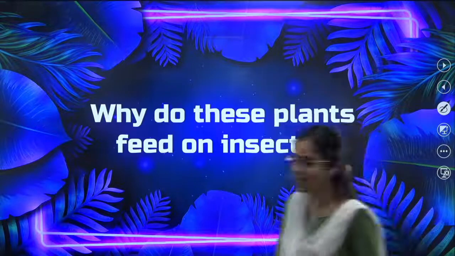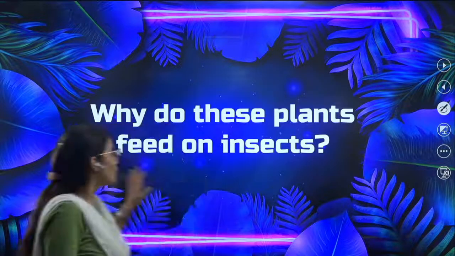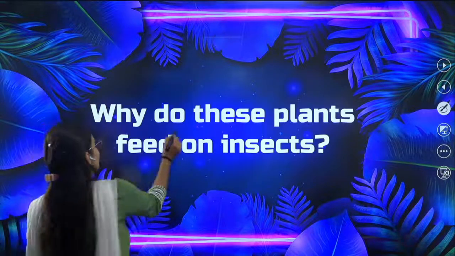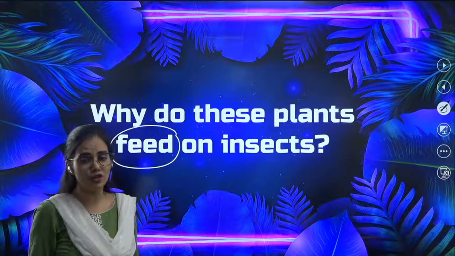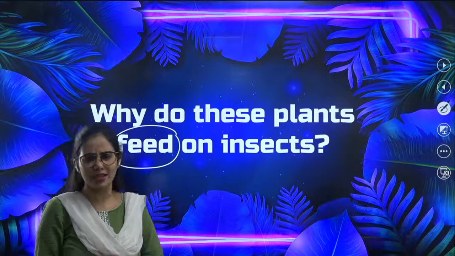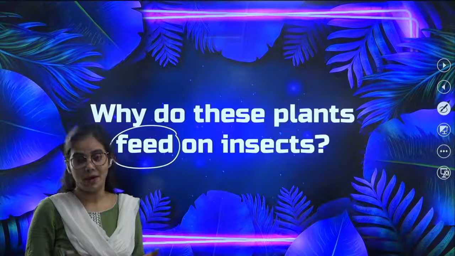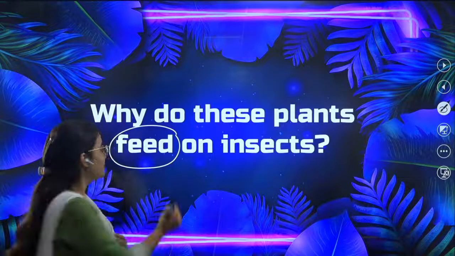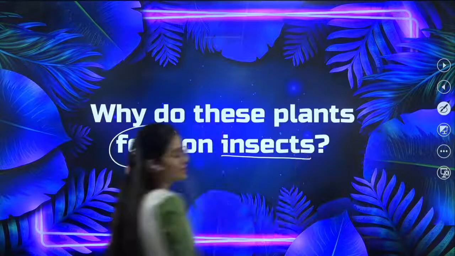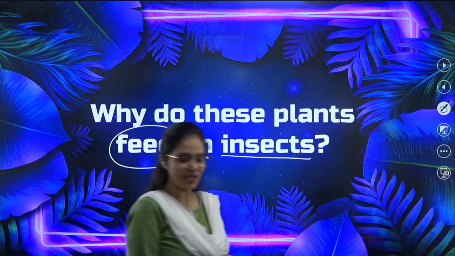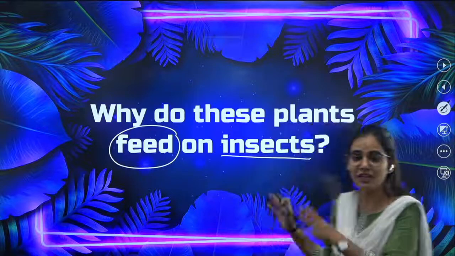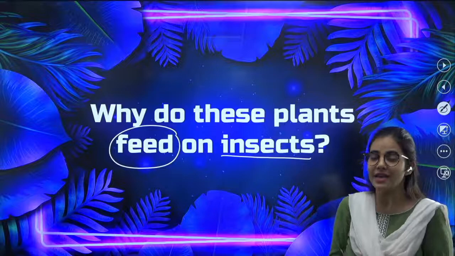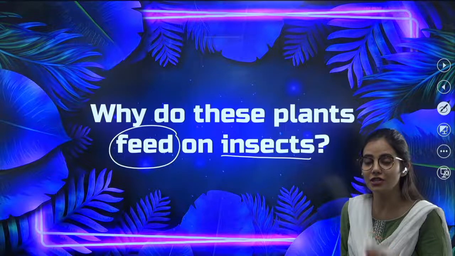But the first thing we need to know is, why do these plants feed on insects? Okay, because till now what we knew about plants is that they are the producers, so they prepare their own food by the process of photosynthesis. Then why at all are these plants feeding on the insects? Okay, the answer is very simple. The answer is that the region where these plants are growing, that soil is deprived of the essential nutrients.